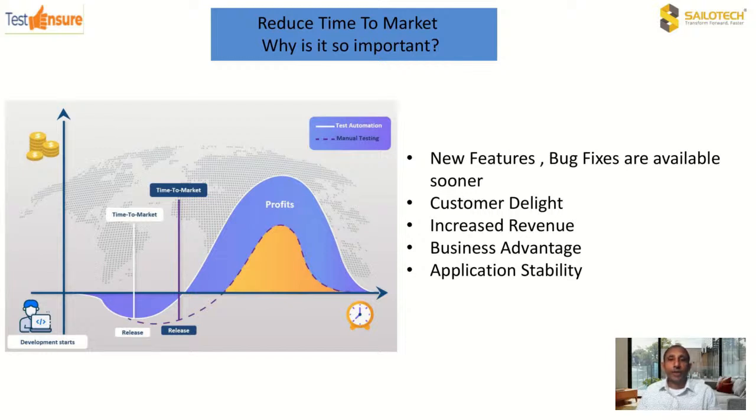So the stress here today is, in order to reduce the time to market, what are the benefits that you get? Obviously, the new features will go into production quickly. The bug fixes that have been bleeding, basically, right, where the functionality is not available, will be available sooner to the users. Obviously, that will result in customer delight, generate more revenue, and give a competitive advantage to the businesses. And the application is more stable because you have fewer bugs lingering in the environment, right?